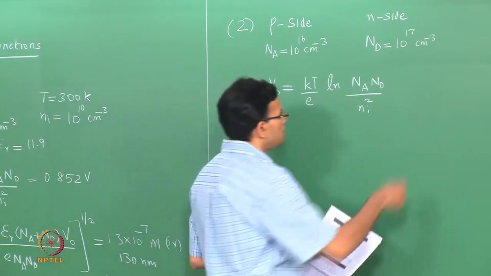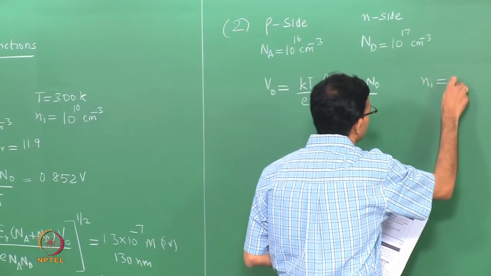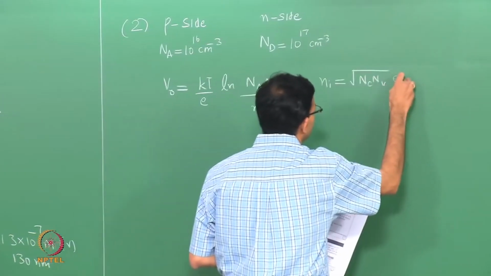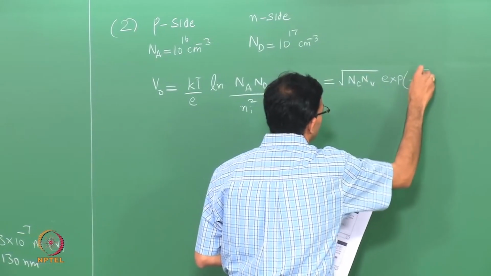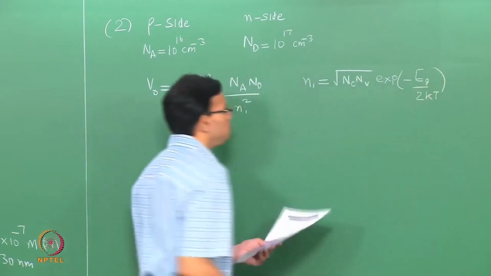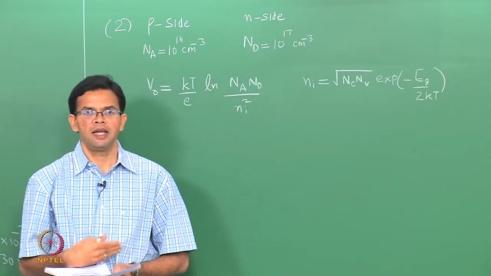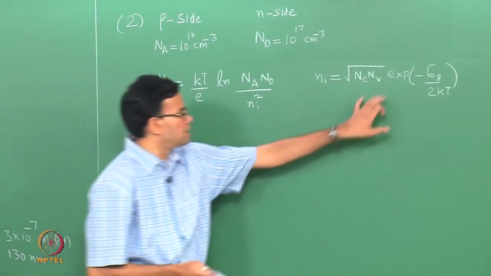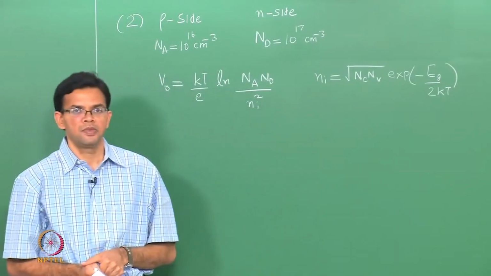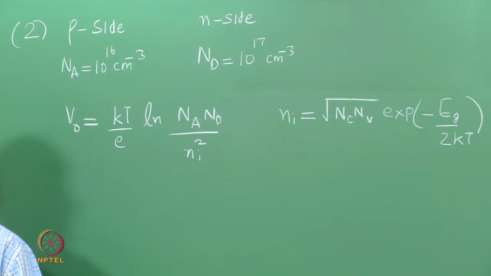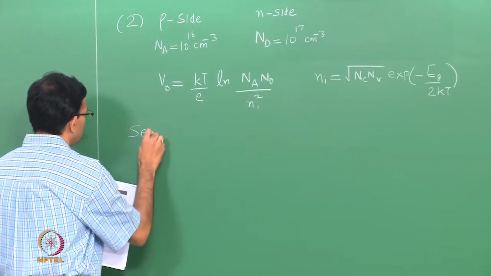We have seen earlier that Ni depends upon the band gap, square root of Nc Nv exponential minus Eg over 2 kT. So, as the value of the band gap increases, Ni essentially goes down because it has an exponential with a negative term. If the value of Ni goes down, then the built in potential will essentially increase. So, in this case we have 3 materials.